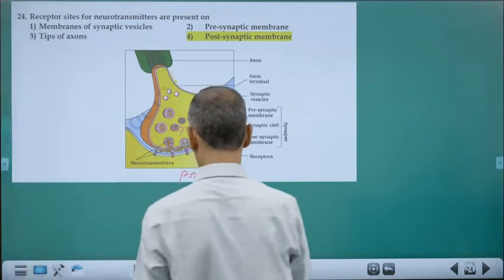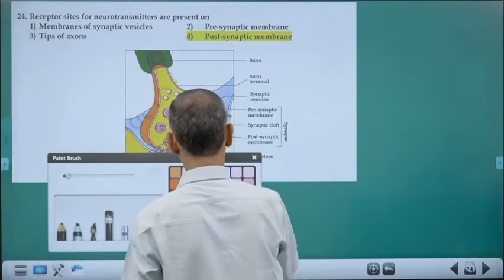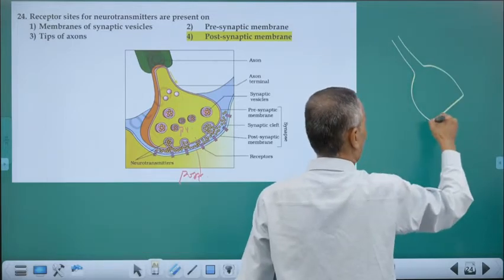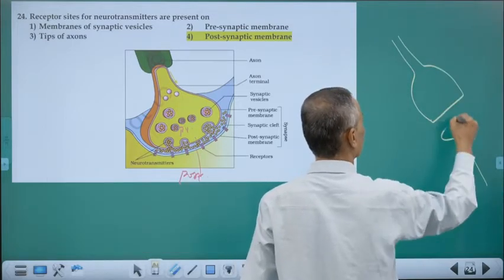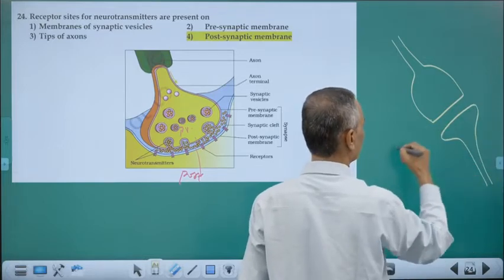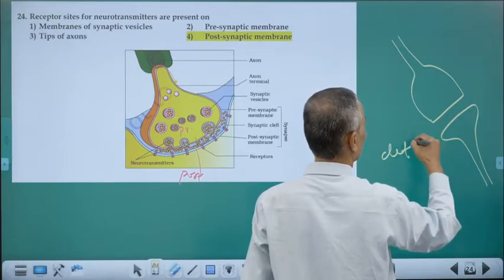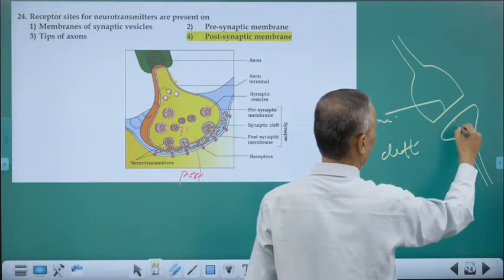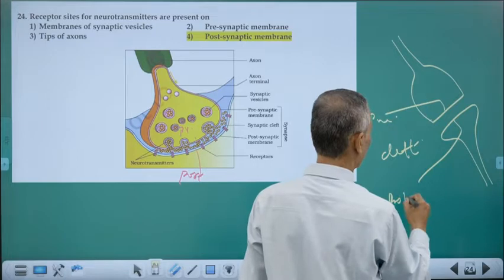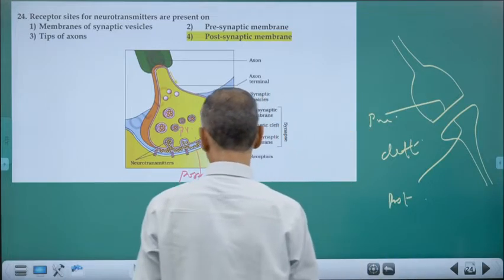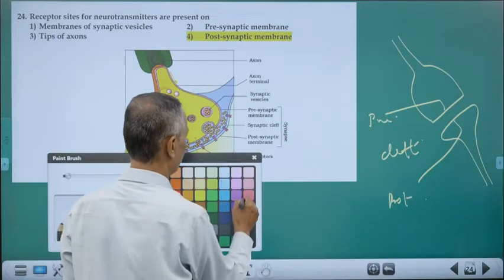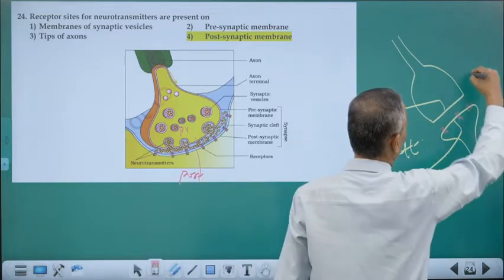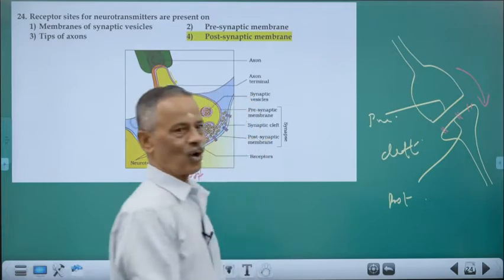In a simple diagram, I can show it like this. This is the axon, synaptic knob, and this is the dendron of the next one. This is the synaptic cleft. This is the presynaptic membrane, and this is the postsynaptic membrane. Only in the postsynaptic membrane you are having receptors. That is why the signal will be passing only from axon to dendron.